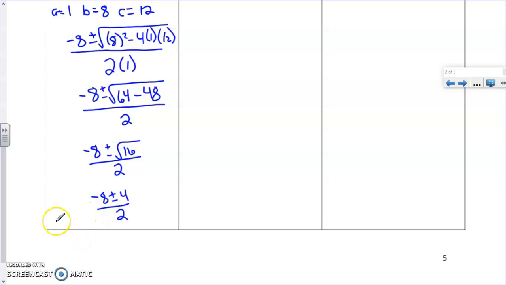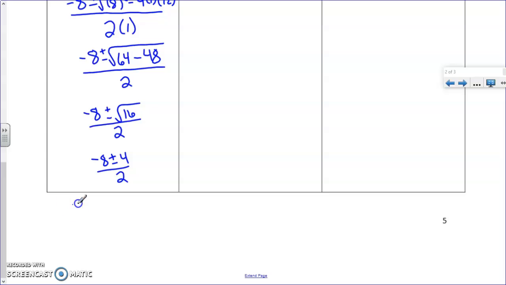All right, so we're going to have negative 8 plus 4 over 2 and negative 8 minus 4 over 2. Does everybody understand? It's 2 separate problems in one. What's negative 8 plus 4? Negative 4 divided by 2. And then negative 8 minus 4? 12 divided by 2. So in this case, x equals negative 2 and negative 6.